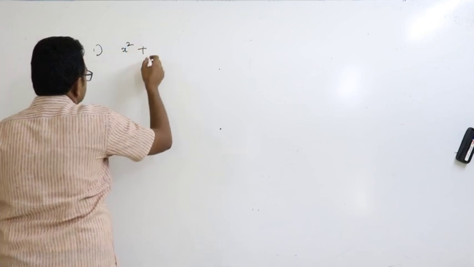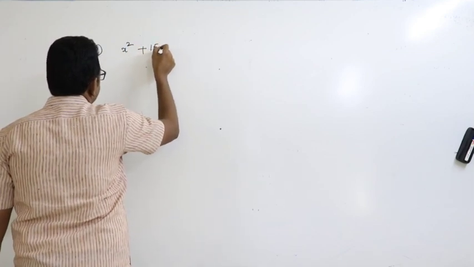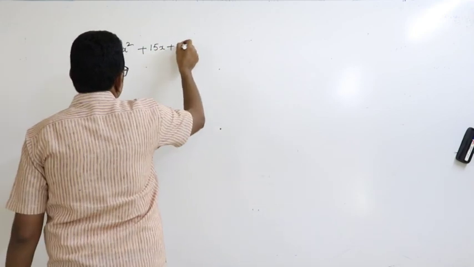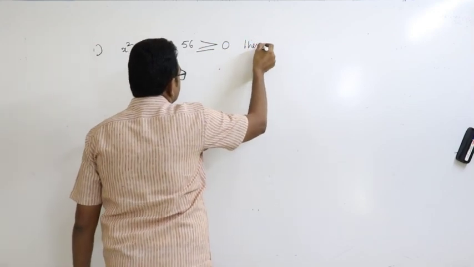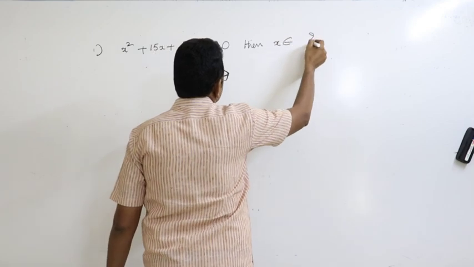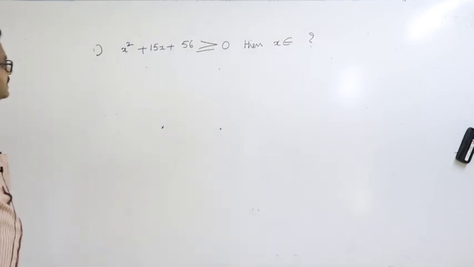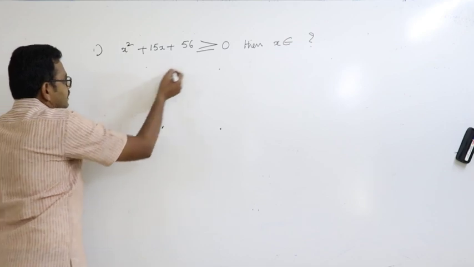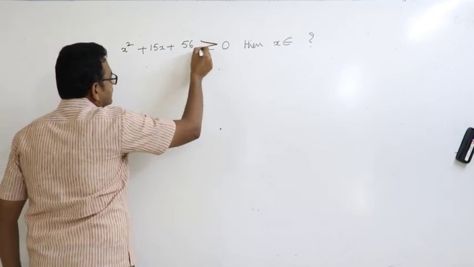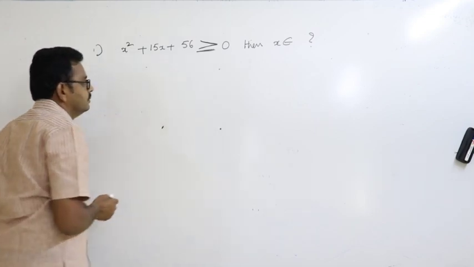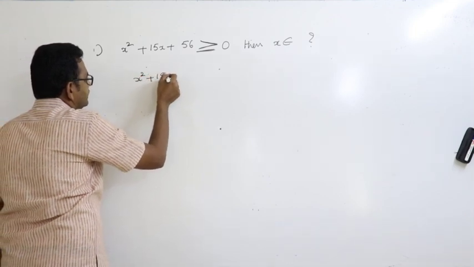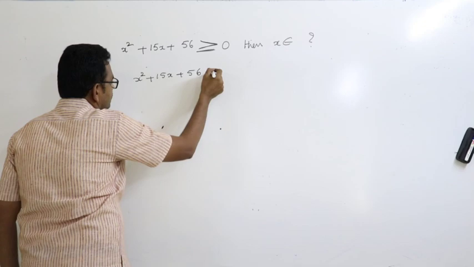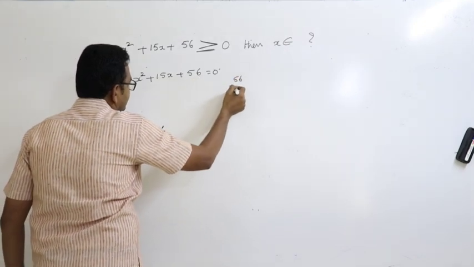X square plus 15x plus 56 is greater than or equal to 0, then x belongs to. For what values of x is the expression greater than or equal to 0? See here, previously we discussed only greater than 0. In this one, greater than or equal to 0. Now, as usual, x square plus 15x plus 56 is equal to 0. 56 factors as 8 into 7.